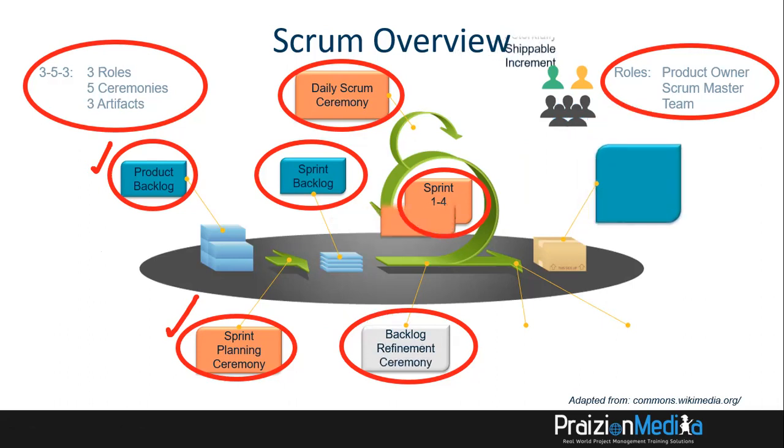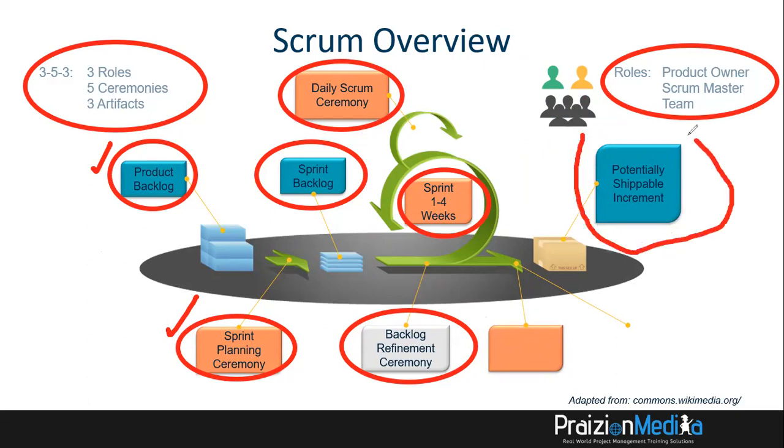The next artifact is the potentially shippable increment, the PSI. The potentially shippable increment is what the team derives at the end of all that work within the sprint. Again, the PSI is an artifact, and we look at that as the third artifact. So the product backlog, the sprint backlog, and the PSI, those are the artifacts. The ceremonies: sprint planning, daily scrum, the sprint itself, and we have a couple more that we're going to look at.